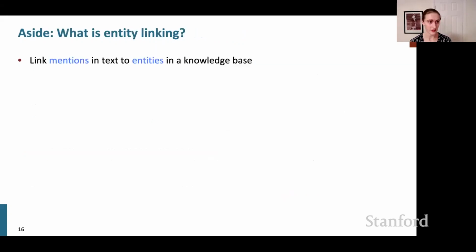So I'm going to take a quick aside and explain what entity linking is. A definition of entity linking is to link mentions in text to entities in a knowledge base. I like to think about this in terms of how you use word embeddings. If you want to use word embeddings and you have a sentence, you're going to first tokenize that sentence into words. And then for each word, you're going to look up their corresponding ID in some word embedding matrix. And now you have your word embedding. Well, for entity embeddings, the dictionary lookup isn't so easy.